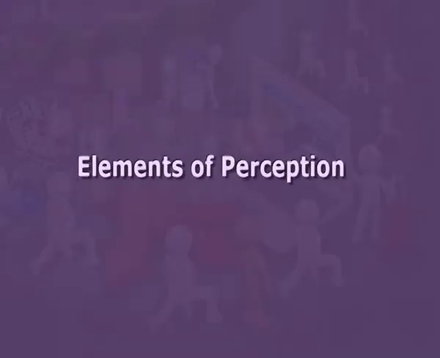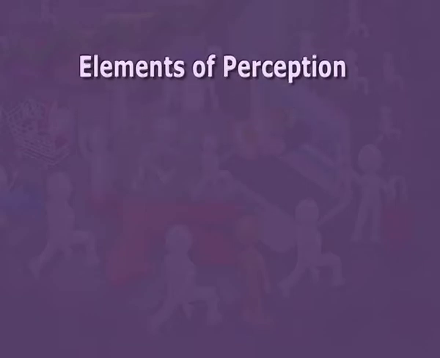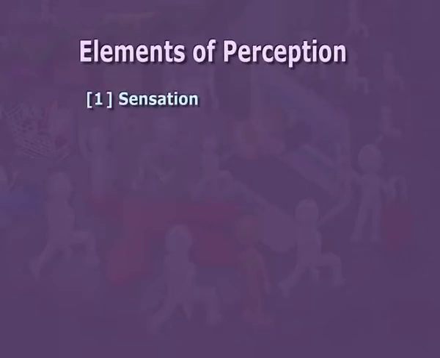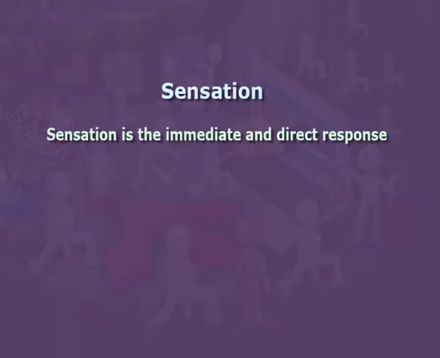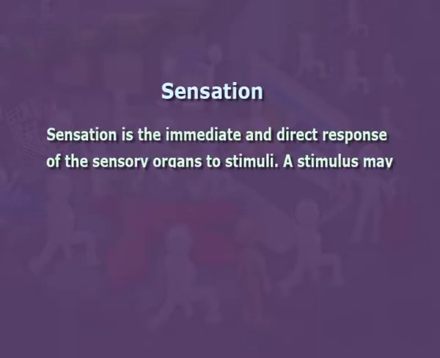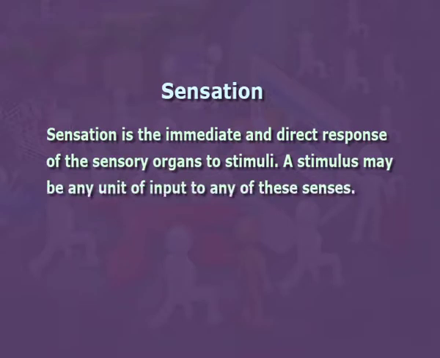Now, let us begin with the elements of perception. Firstly, sensation. Sensation is the immediate and direct response of the sensory organs to stimuli. A stimulus may be any unit of input to any of these senses. Examples include products, packages, brand names, advertisements and commercials.